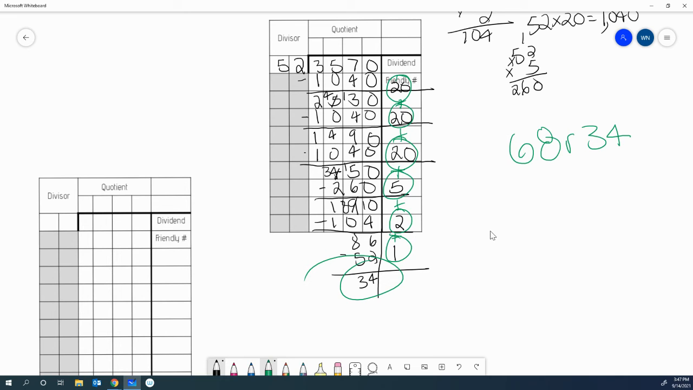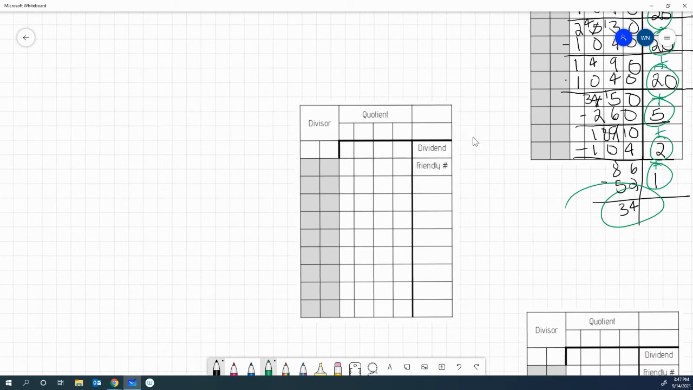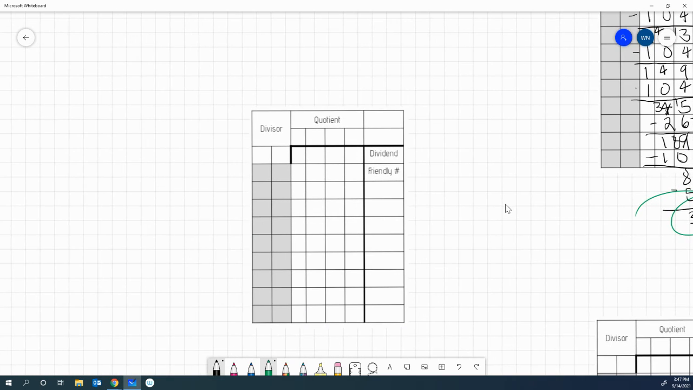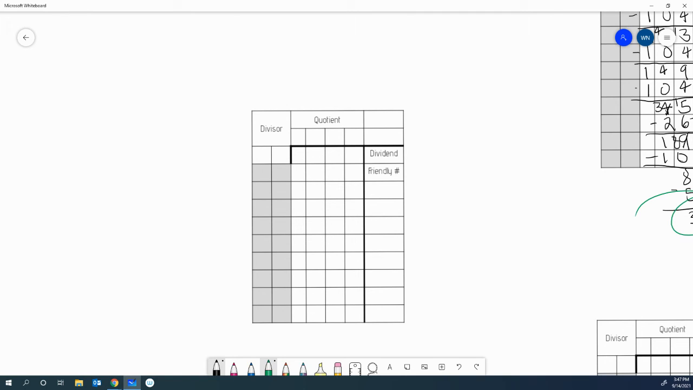Let's do another one. Let's go over to the side for this one. All right, so for this one, let's do, how about 20, let's write in black. 23 as the divisor. And let's make the dividend 3,240. So 3,240 divided by 23.